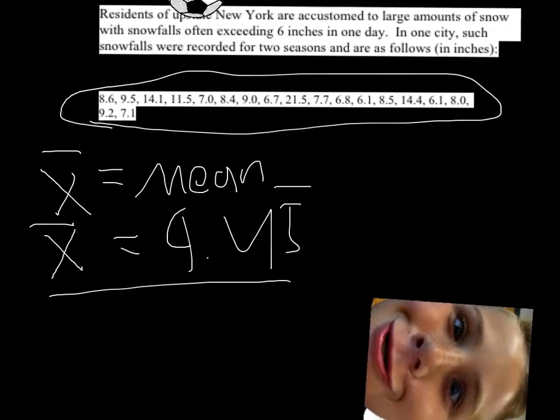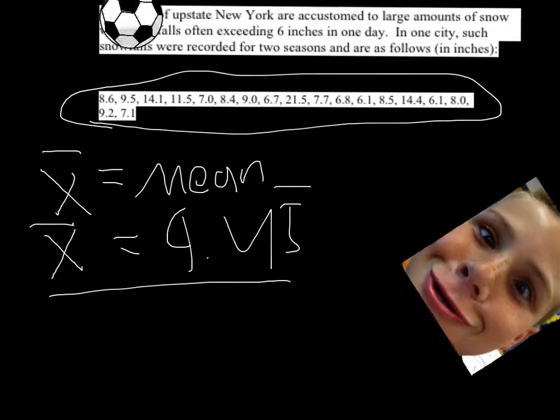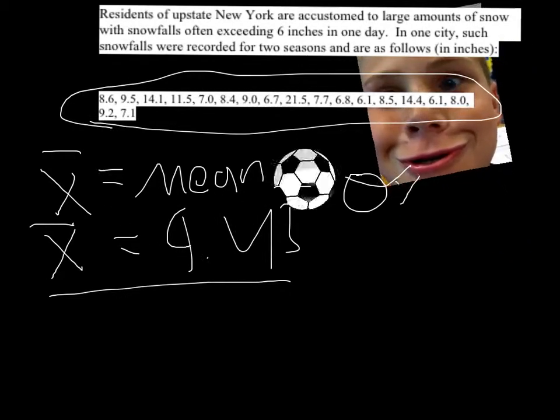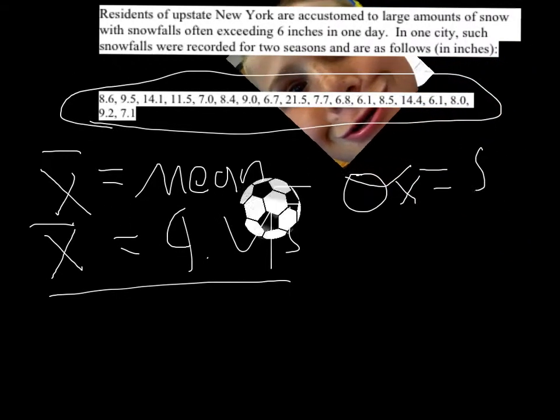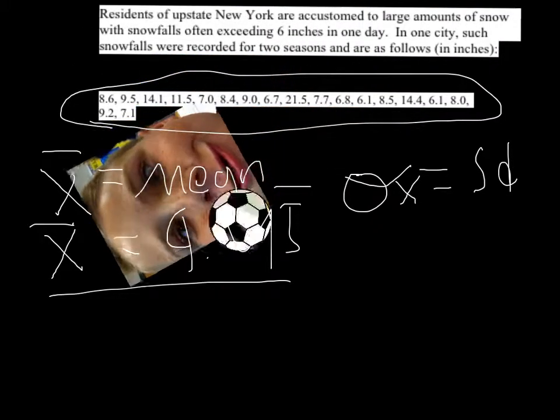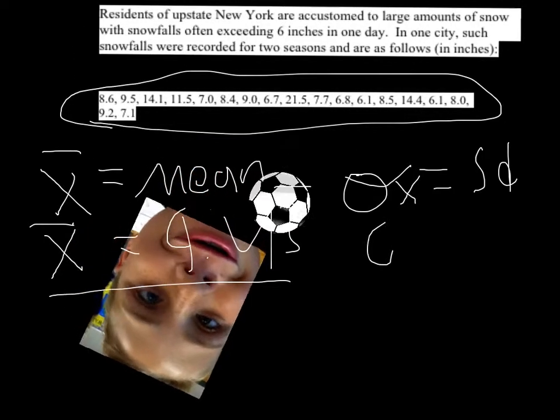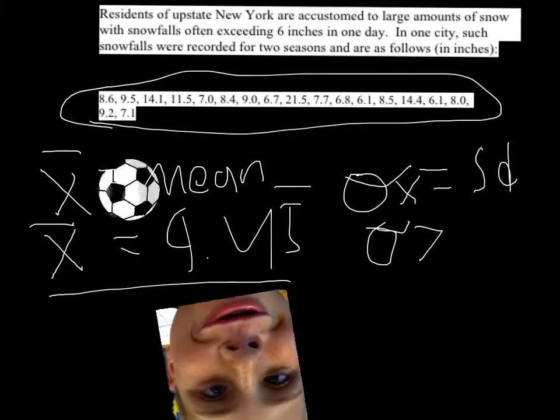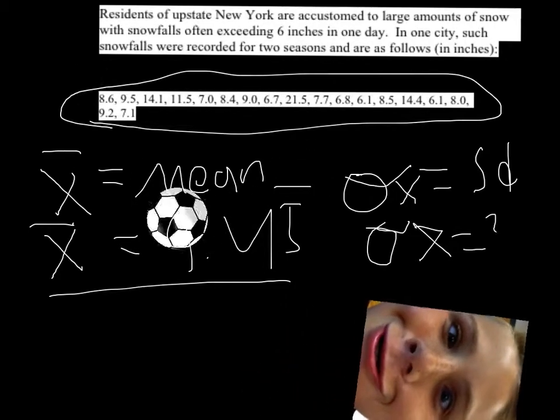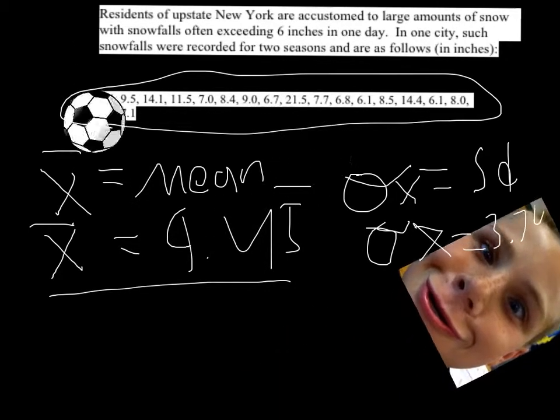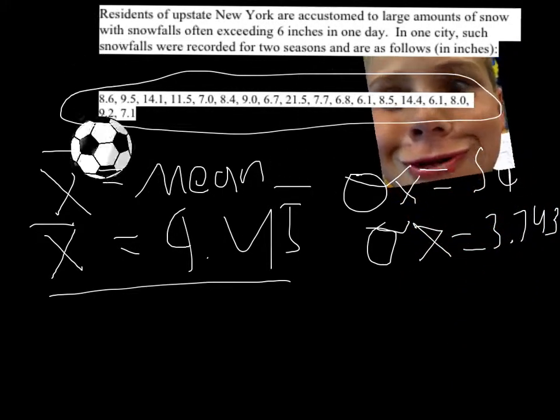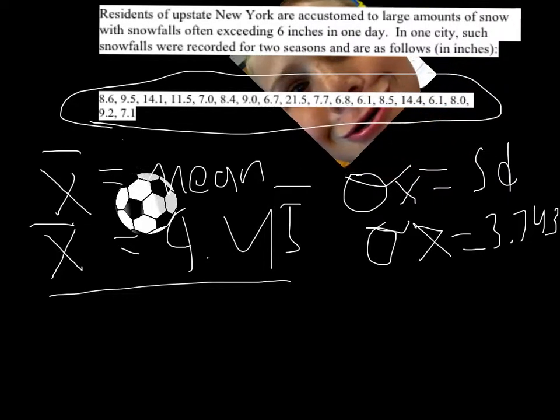Next, to find your standard deviation, you'll have to find the σx symbol. That's what it'll look like, and that equals your standard deviation. So σx, and it should say 3.743, or approximately 3.743. Okay. So that is how you find your standard deviation and your mean.